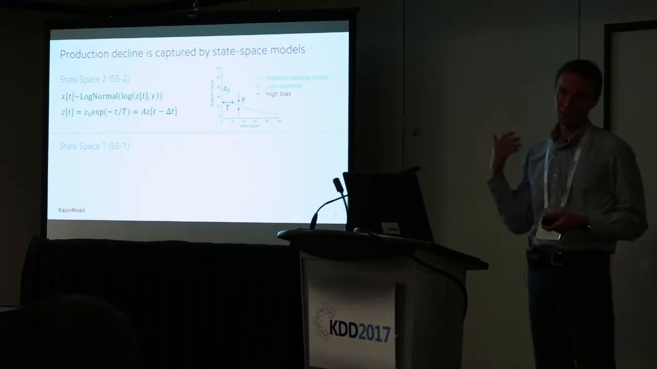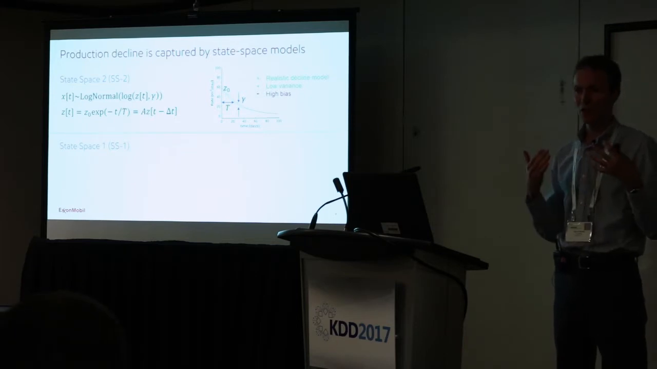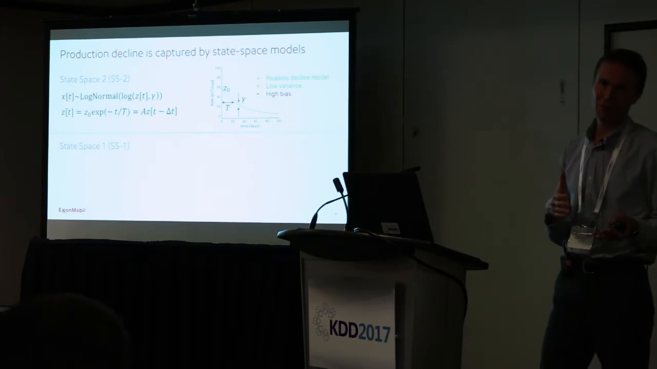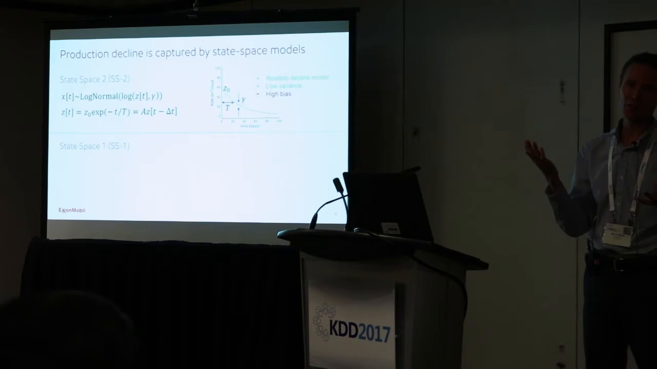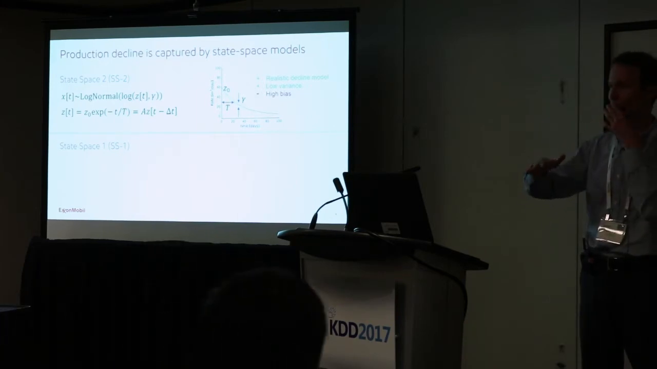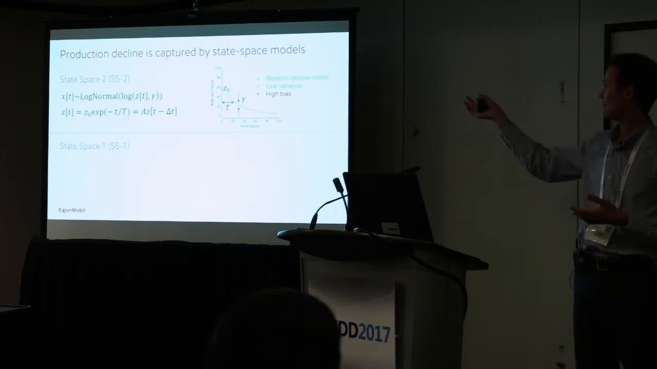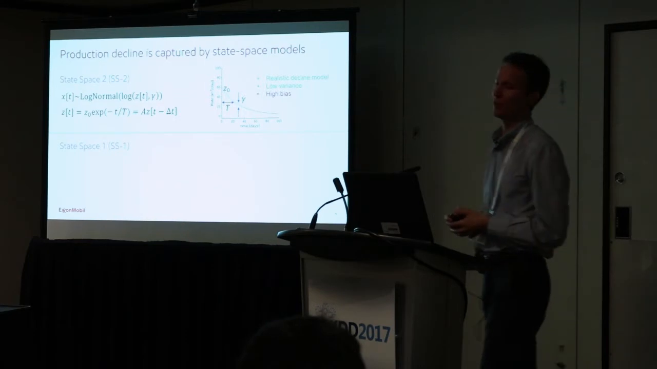What's good about this is that it's a realistic decline model, a generally accepted model, and because it's highly informative, we have a low variance. But it can also have a high bias if this model is violated. For example, if the pump fails, you might see a steep production decline, which conflicts with the decline model. So at that point you could get a high bias in your estimate.